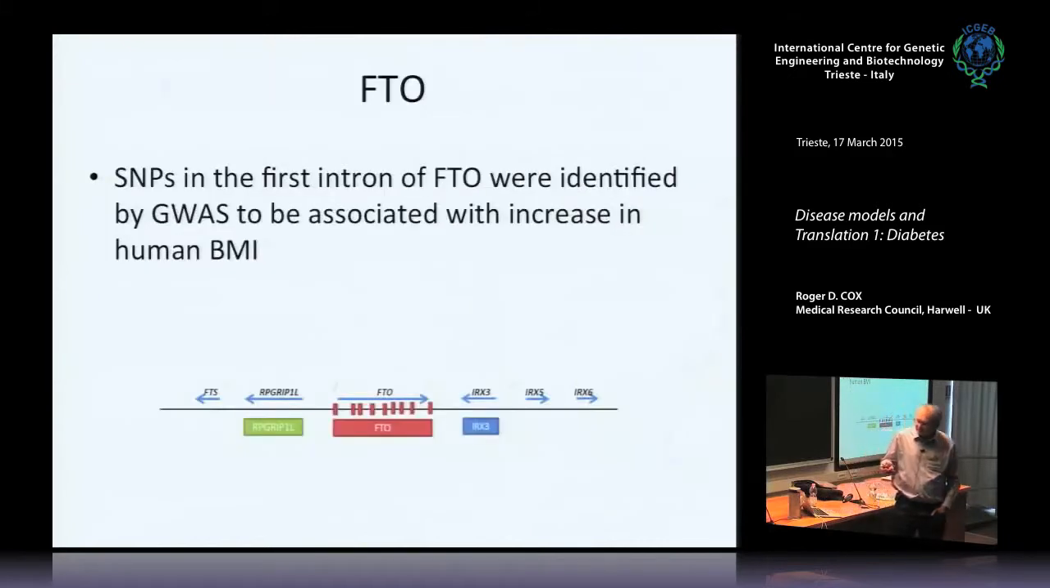So as I said, the associated SNPs are in the first intron of this gene, FTO. There are other genes in the region, and if you read the literature, you'll see various studies that point to the involvement of other genes, RPGRIP1L and IRX3, which I won't really talk about, but I can answer questions on those if you want later on. So what about FTO? FTO is the gene that we've selected as a candidate.